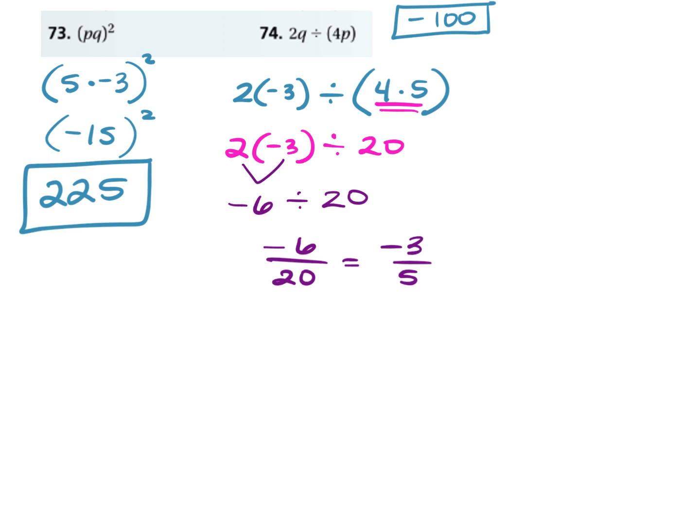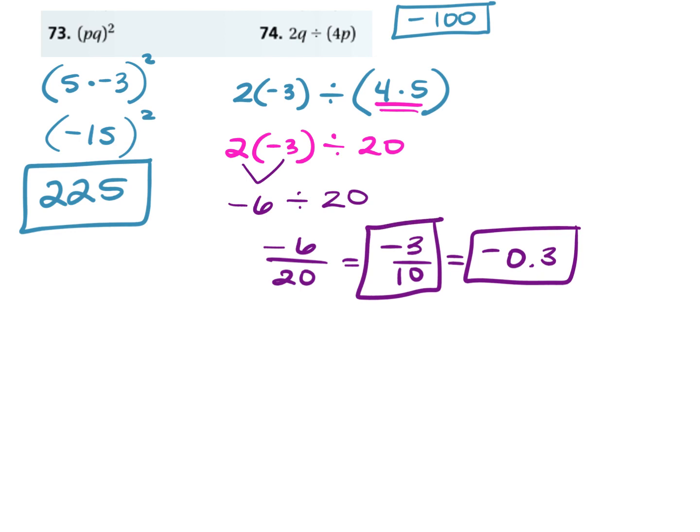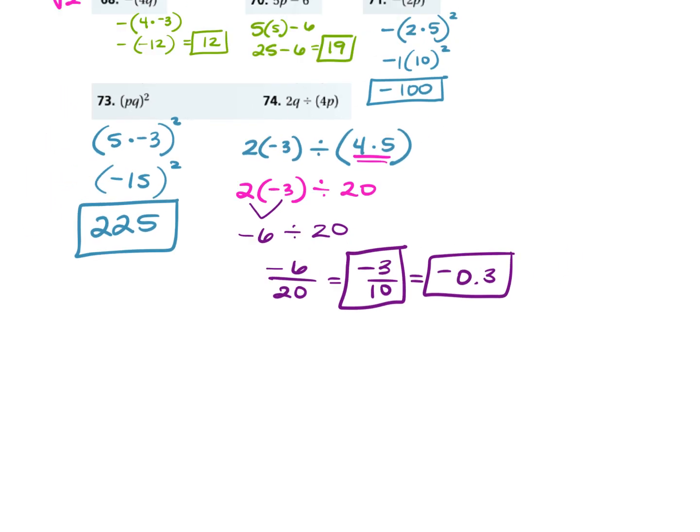If you just plug that in, you get what? 0.6, right? A -0.6. What? The 20 turns into... Oh, I messed up. You're right. Sorry. This is not a 5. My bad. Good catch. Sorry. -6 over 20 is -3 over 10, which is a -0.3. So this or that are good answers. Okay.